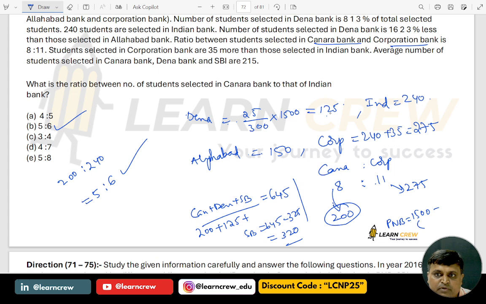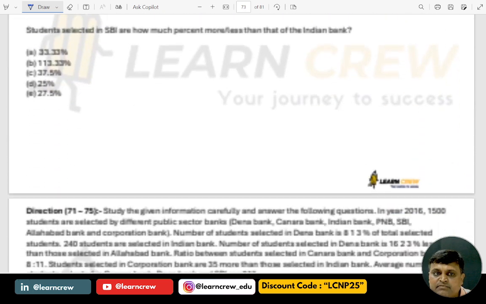Once again see, 125 plus 240 plus 150 plus 275 plus 200 plus 320. The total sum is 1310. So Punjab National Bank would be 190. Okay, that value we missed.